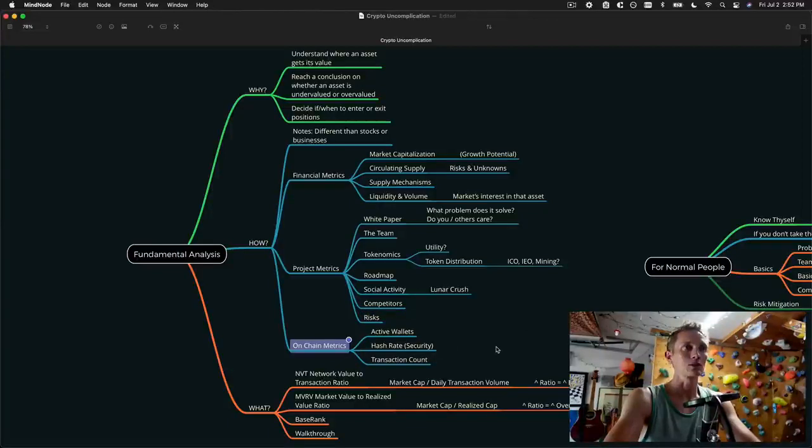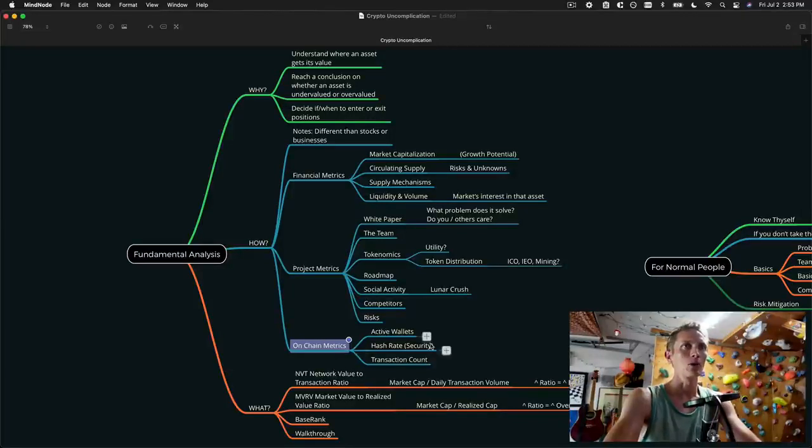On-chain metrics I won't spend too much time on, but with a lot of these projects you can learn quite a bit about the activity and the security and just the use of the tools and the tokens themselves. So we could probably cover that in another video.